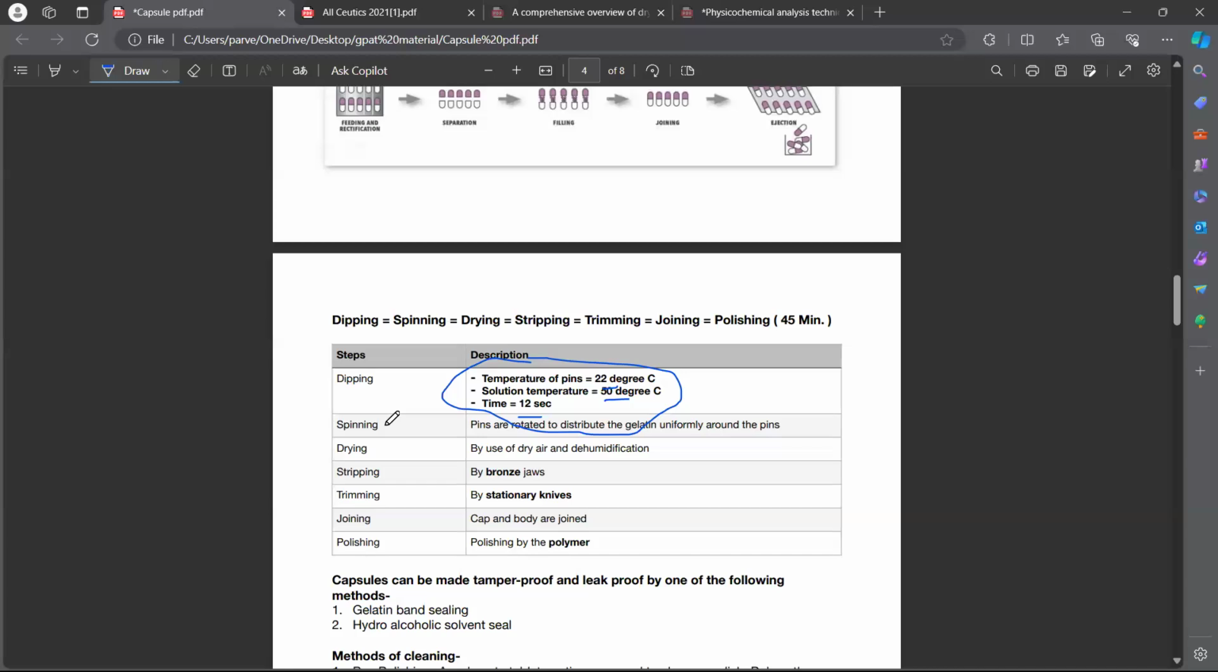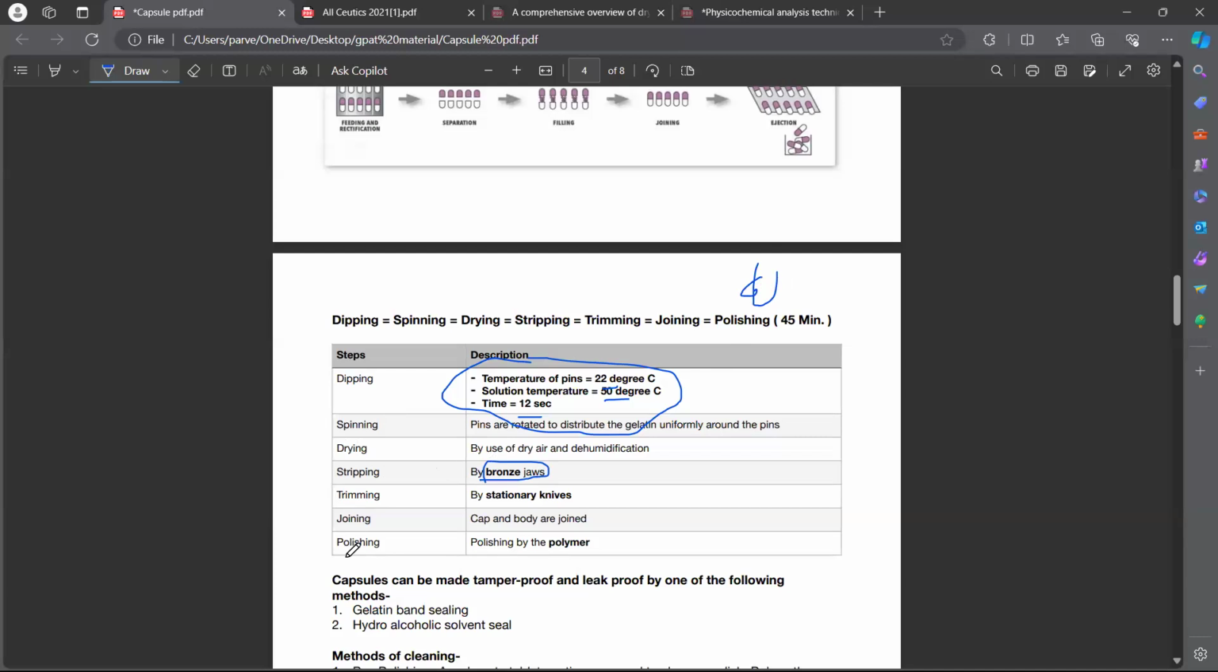Next, spinning. In the spinning step, the pins which are dipped into the gelatin solution are rotated so that uniform spreading occurs throughout the pin. So this is the pin, and it is rotated so that the gelatin solution gets attached throughout. After that, we take the pins out of the gelatin solution and dry them. Then we strip them by bronze jaws. This is very important. Next, we do the trimming, joining, and polishing.